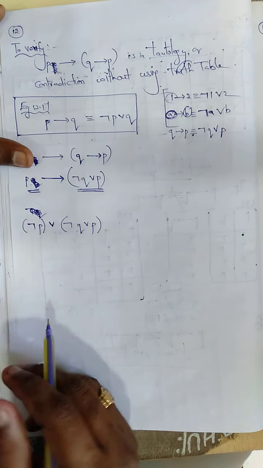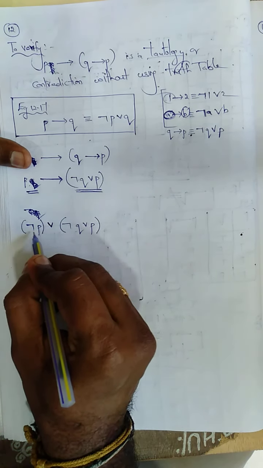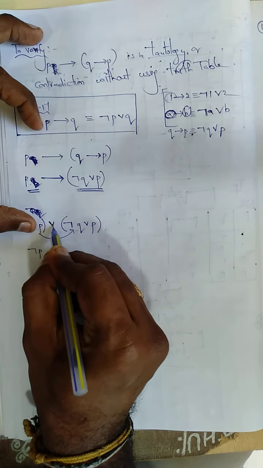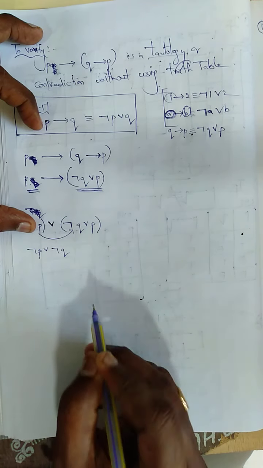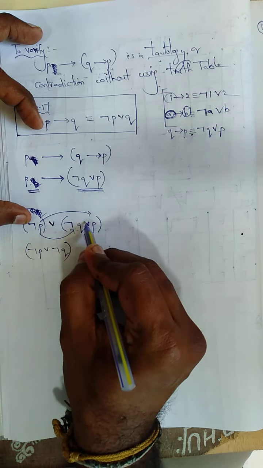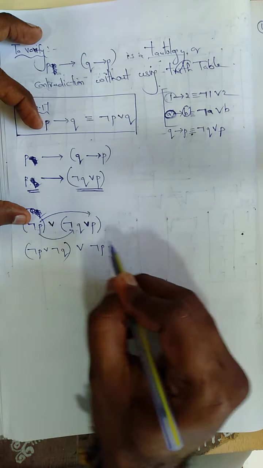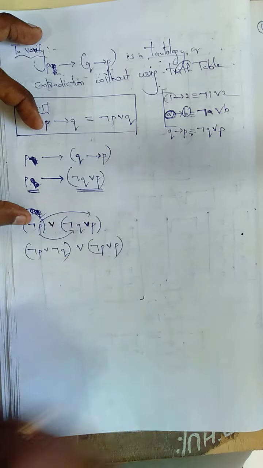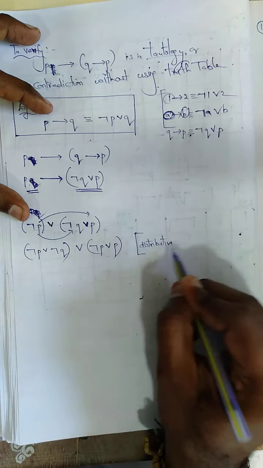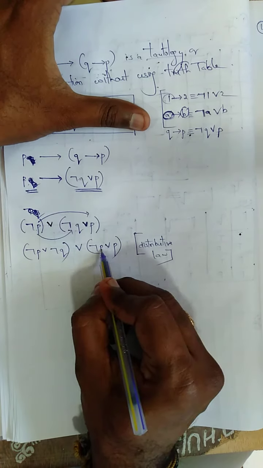Next, I am going to use the distributive law. Distributive law is nothing but this one will move to this one first. How? Negation of P or negation of Q is over. Next, this one to this one. I want to put this here, and next this one with this one: negation of P or P. That's all. This is called the distributive law.